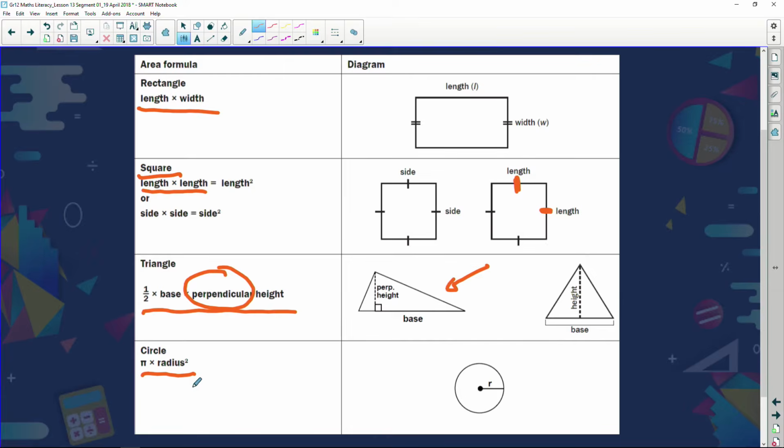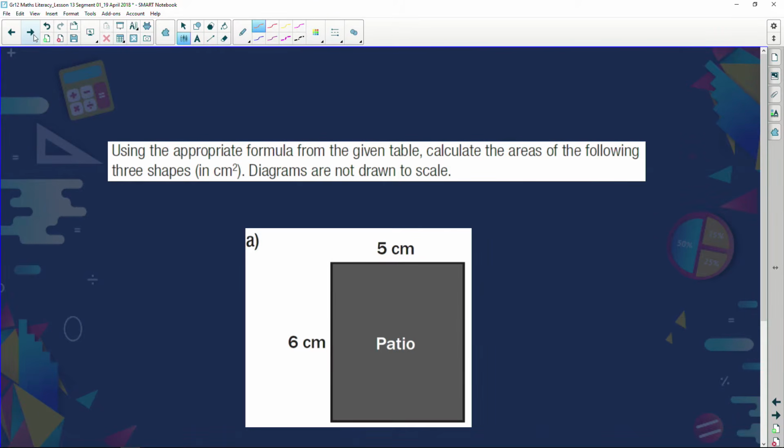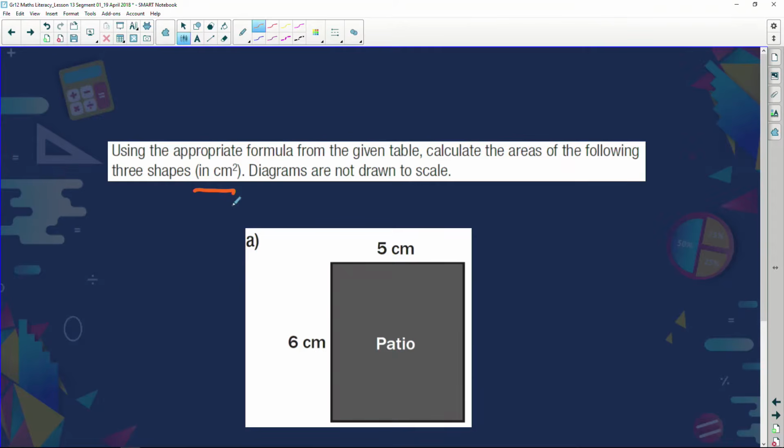Okay, let's now take all this and try to incorporate it in real questions. So, using the appropriate formula from the given table, and we showed you that table earlier, calculate the areas of the following three shapes. They want the answer in centimeters squared. So before I even start the question, I'm going to make sure all my units are in centimeters. It does warn us, it says diagrams are not drawn to scale, and that's not a problem because they're giving us the measurements anyway.